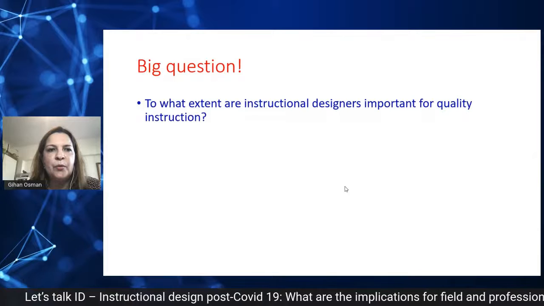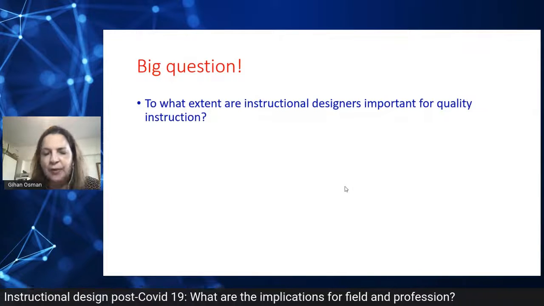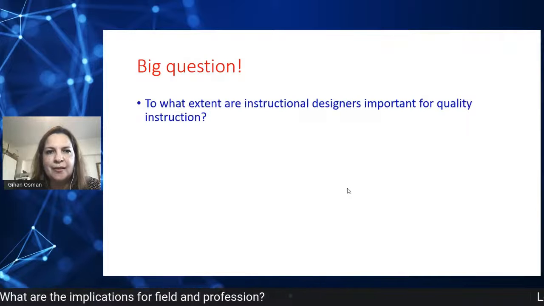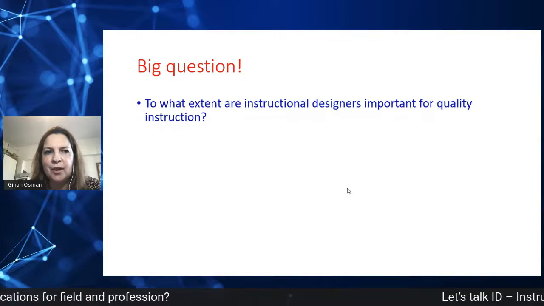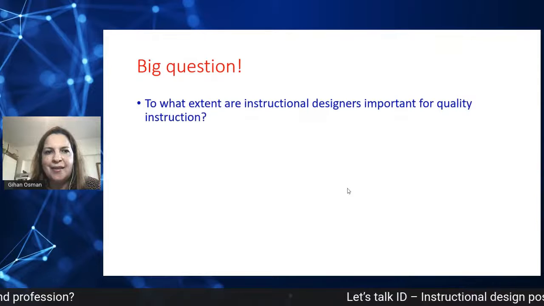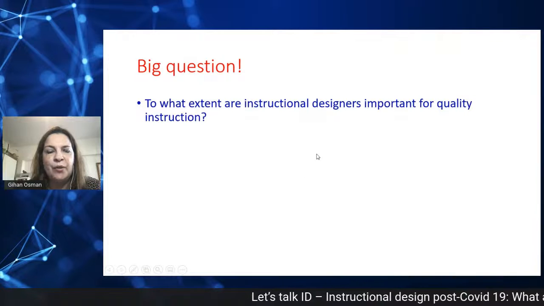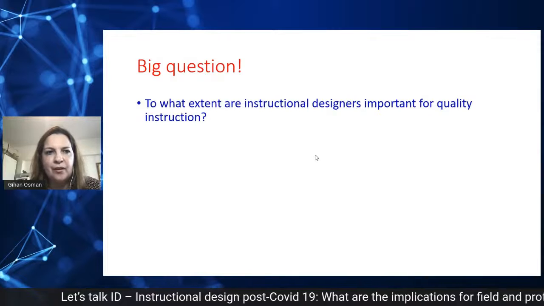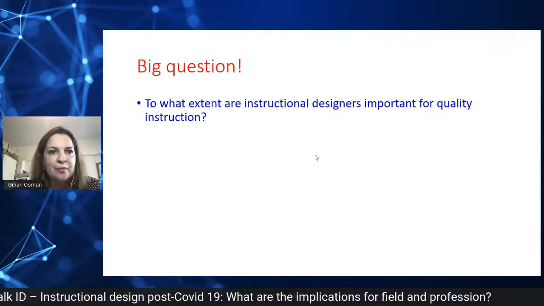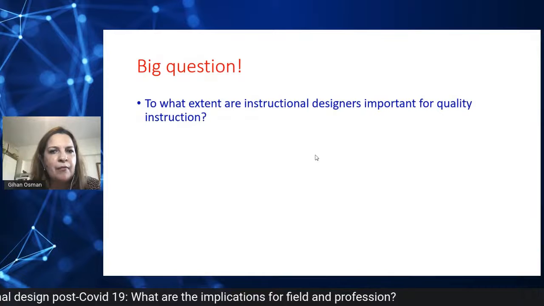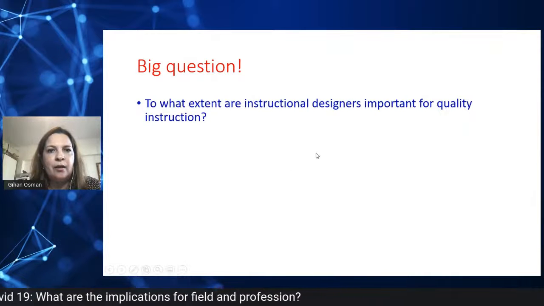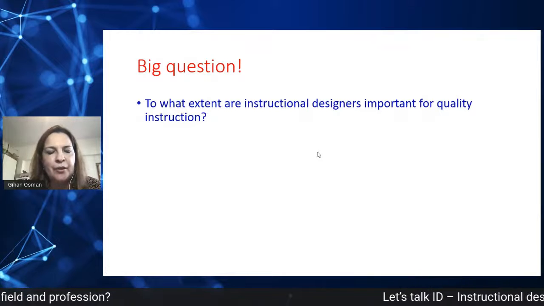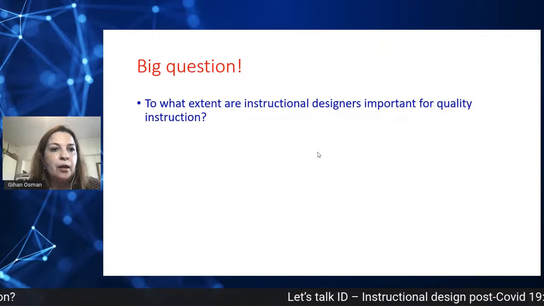At that point, when I was doing the analysis of this data, I was wondering to what extent instructional designers are important. And were the strategies that were employed by these professors enough? I don't have the answer, but it was a very uncomfortable question. And I expanded on that question later on, as you will see.